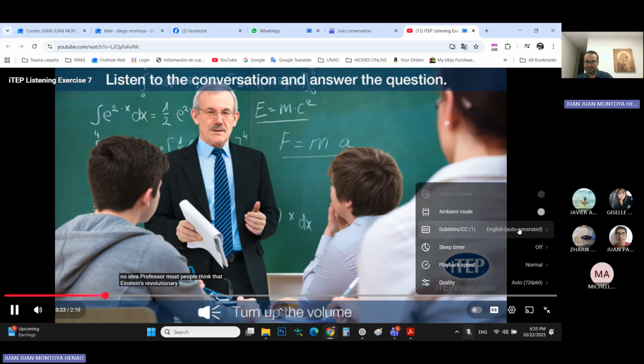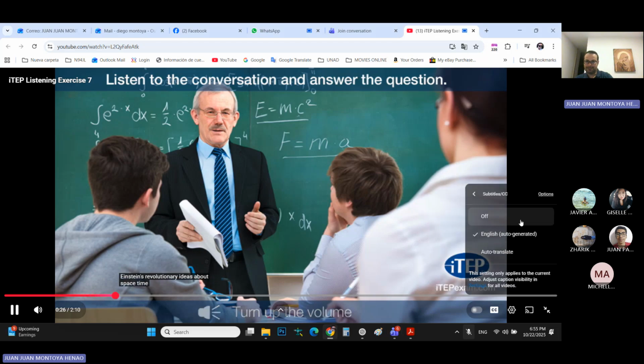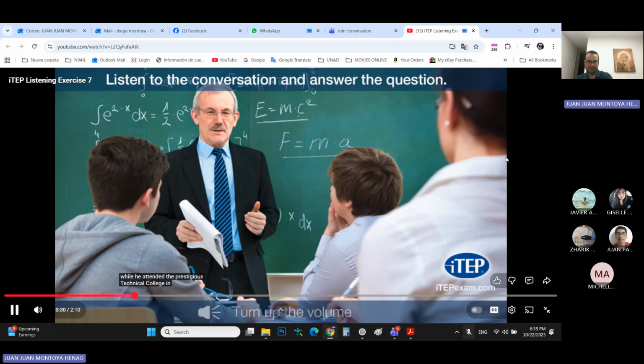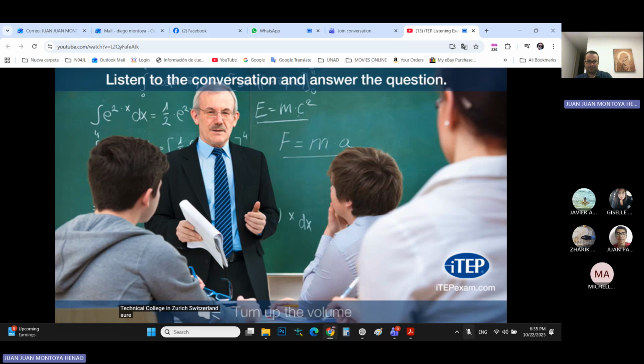Most people think that Einstein's revolutionary ideas about space, time, and light were worked out while he attended the prestigious technical college in Zurich, Switzerland. Sure, that's what I thought. Not so. After Einstein graduated, he couldn't find a teaching job, so he eventually took a job at the Federal Office for Intellectual Property in Bern. He had a wife to support, after all. He was a patent examiner, so he was faced with many technical problems to solve. This led him to rethink everything he was taught about basic physics.